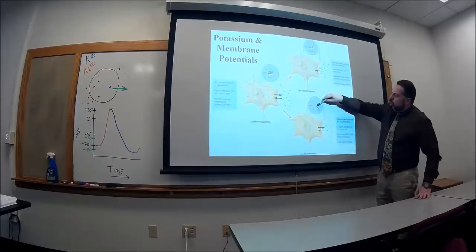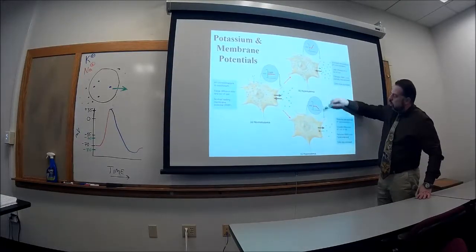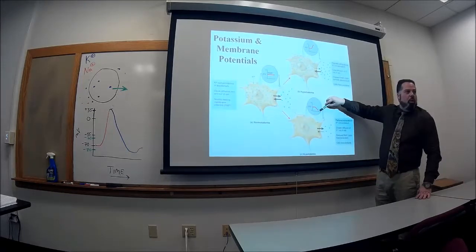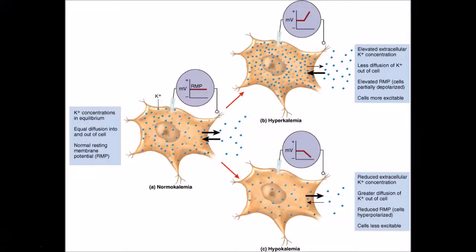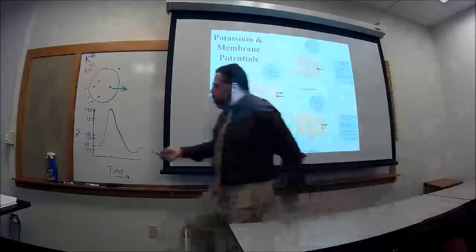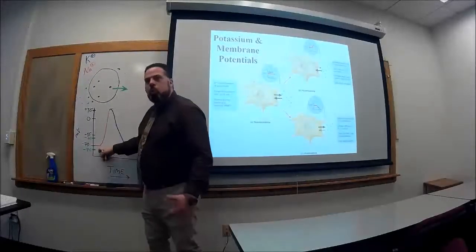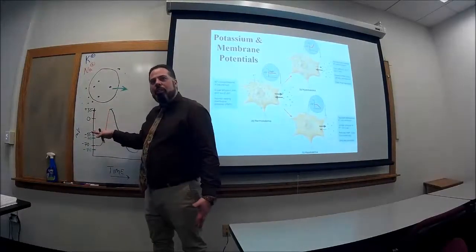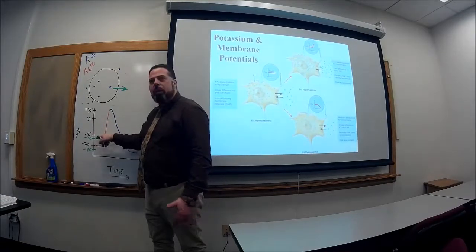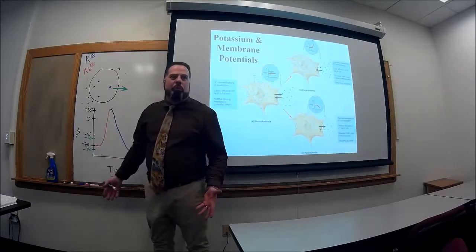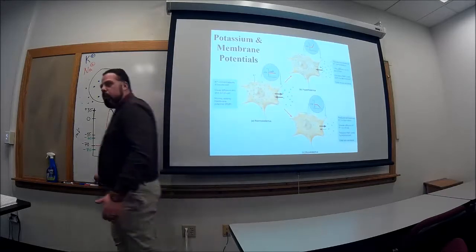In hypokalemia, cells are less excitable because it's going to be more negative. It takes more, it's less excitable. It's 25 points from the threshold, whereas hyperkalemia is only 5 points. It's more excitable. Okay? Does that make sense?